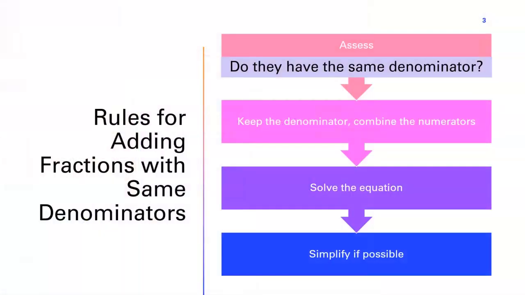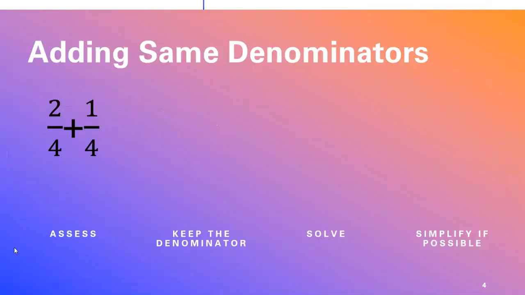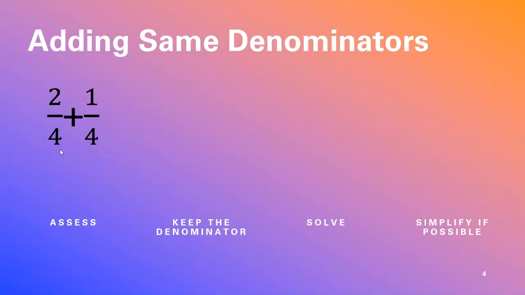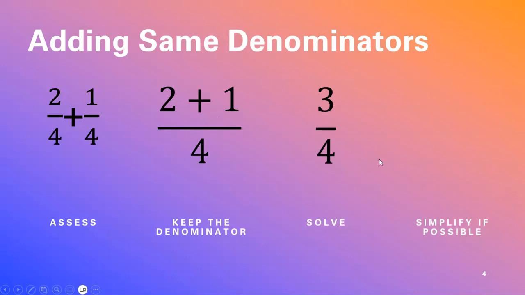So if you want to add fractions that have the same denominator, there are some rules you need to assess. Do they actually have the same denominator? If they do, you will keep that denominator and combine your numerators. Then you can solve it. You can add your numerators and simplify if that is possible. So here we have 2 fractions, 2/4 and 1/4, and we can assess that yes, they do have the same denominator. So we will keep our denominators and combine our numerators, so 2 plus 1 over 4, and we can solve that as 3 over 4. And we can't simplify 3 over 4, so your answer is just 3 over 4.